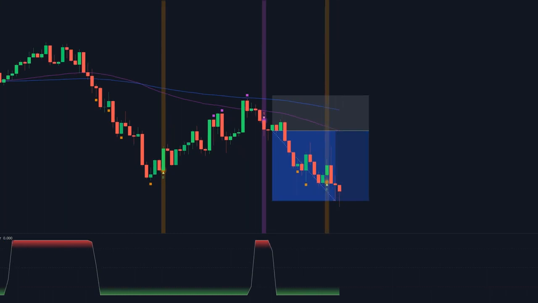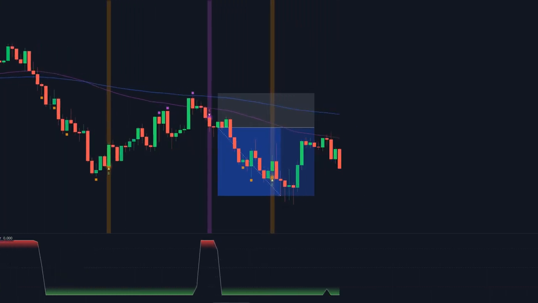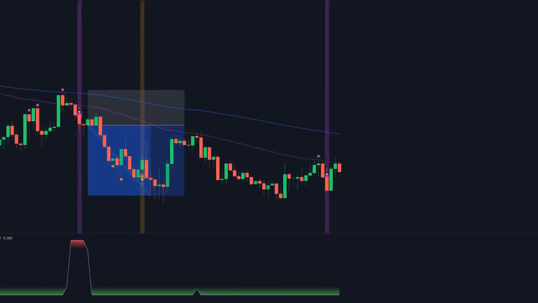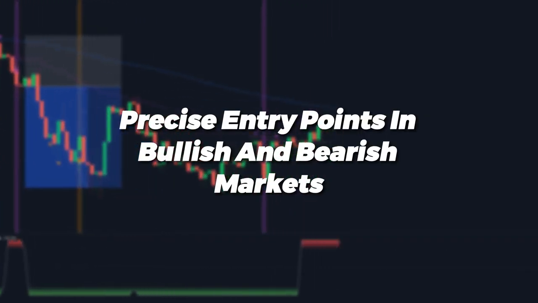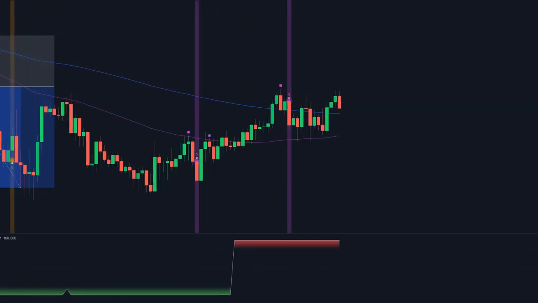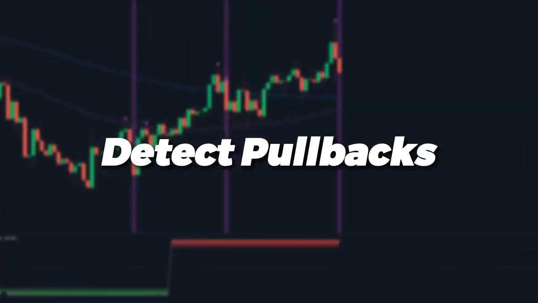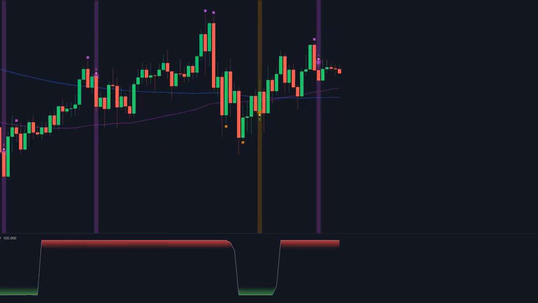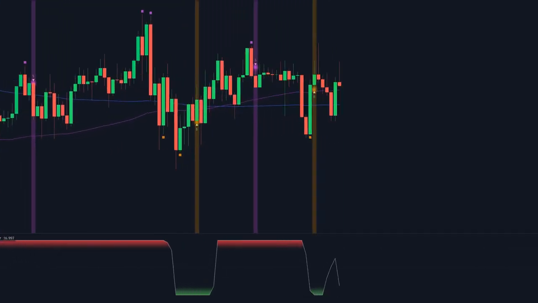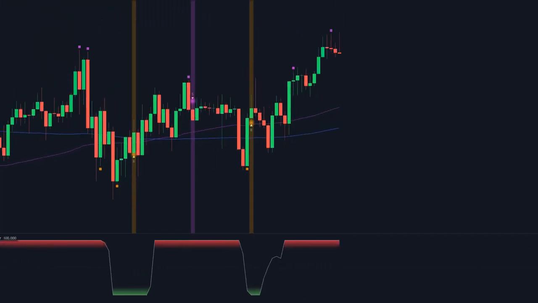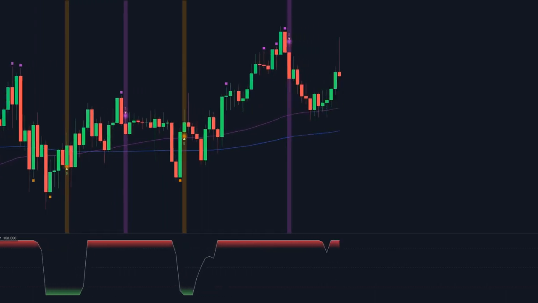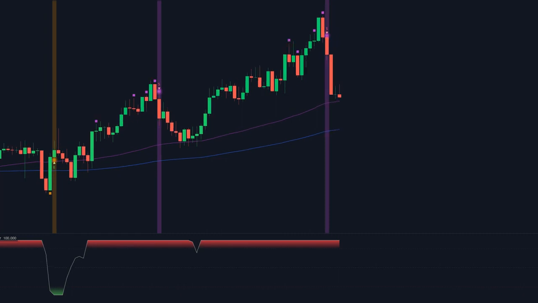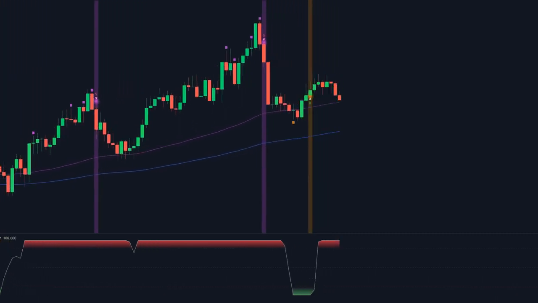In summary, utilizing the ultimate buy and sell indicator alongside the hybrid EMA indicator enhances trading by identifying precise entry points in bullish and bearish markets. By customizing these indicators to detect pullbacks and confirm signals, traders can execute high probability trades with a disciplined risk-reward strategy, optimizing profitability. If you want to check out these two indicators, you can find them on TradingView. Feel free to play around with them and see what other settings and strategies you can come up with.